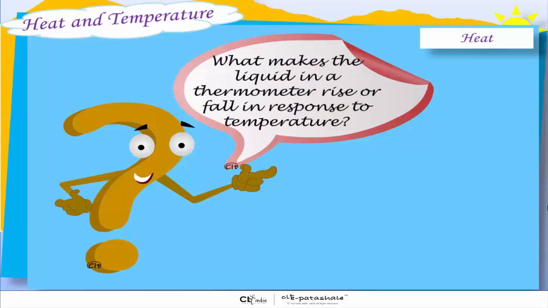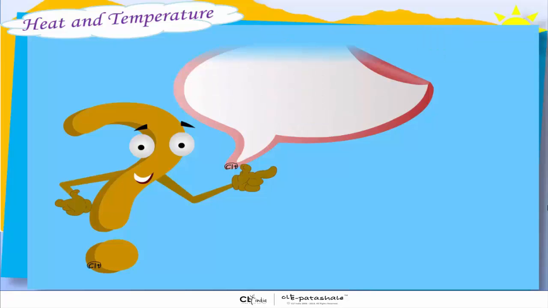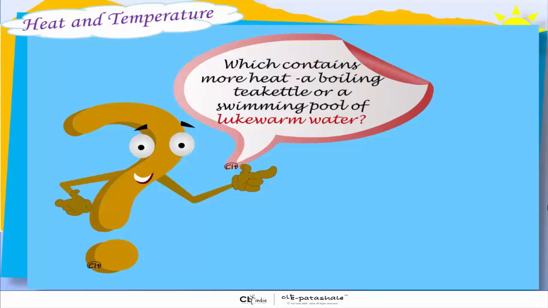Now, what makes the liquid in a thermometer rise or fall in response to the temperature? Which contains more heat, a boiling tea kettle or a swimming pool of lukewarm water?